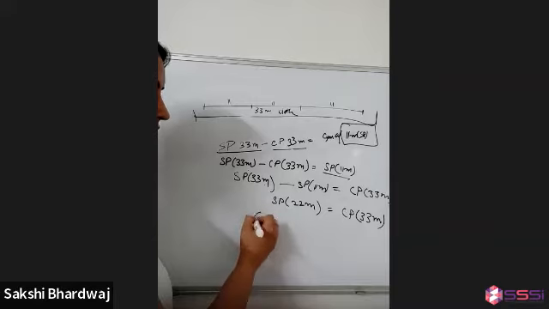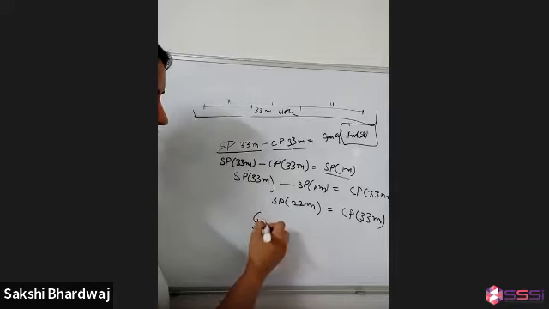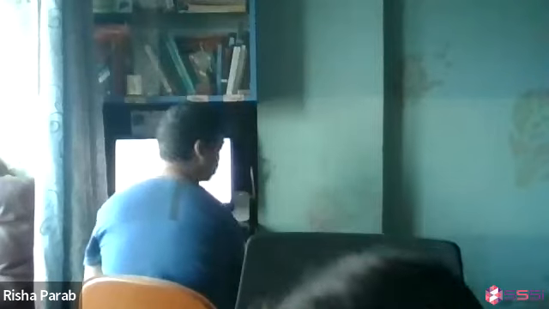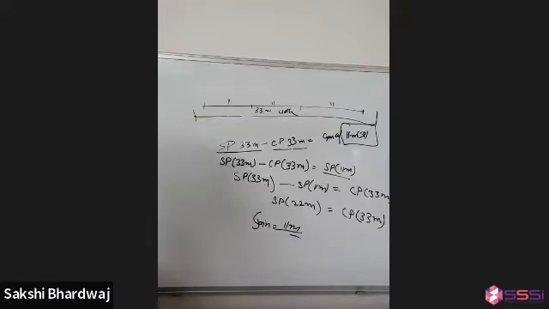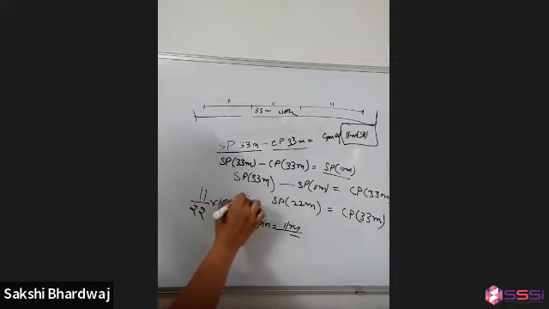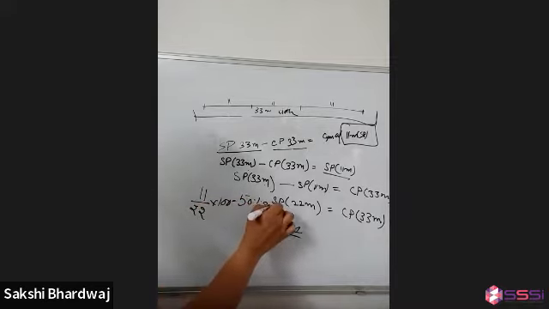So the gain is 11 meter, right? On what? On 22 meter. So 11 upon 22 multiplied by 100 equals 50% gain.